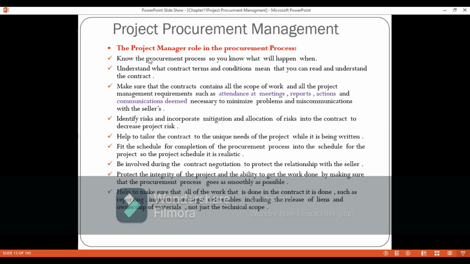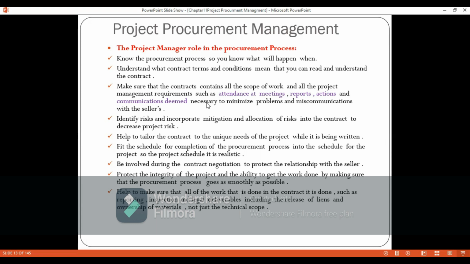Remember the project manager's role in the procurement process. If you know the procurement process, you are able to know what will happen and when. We say a project manager should always be a mile wide and an inch deep. It means the project manager should know the procurement process. He should understand the contract terms and conditions, so you can read and understand the contract. He should also make sure all the contracts contain all of the scope of work.